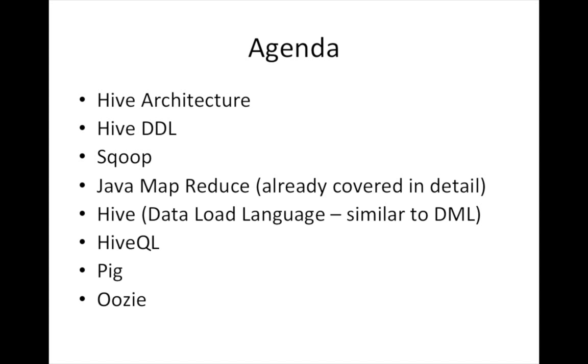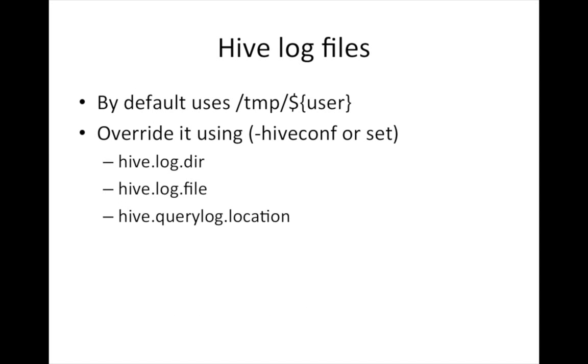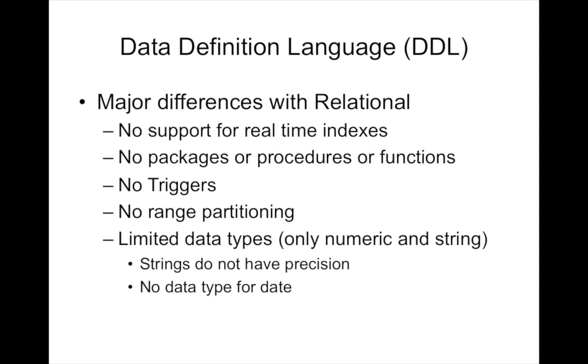Now I will be talking about Hive DDL, which stands for Data Definition Language, as in any RDBMS or data warehousing technology. Before getting into details about DDL, let us see the major differences with relational databases. The first one is there is no support for real-time indexes in Hadoop or Hive. So I never created indexes. I primarily focus on proper partitioning when I create Hive tables. So I haven't explored much about indexes so far.